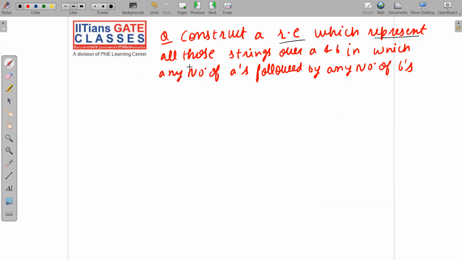Construct a regular expression which represents all those strings over A and B in which any number of A's are followed by any number of B's. Any number of A's followed by any number of B's means what? A star, any number of A's, followed by any number of B's: B star. A star B star. That's it. So this is the regular expression for any number of A's followed by any number of B's.